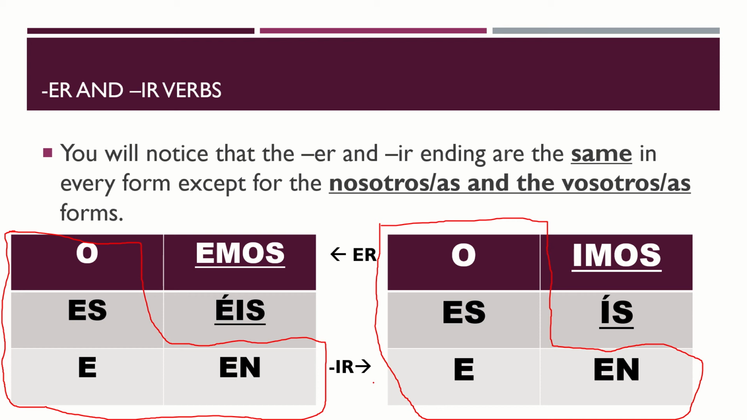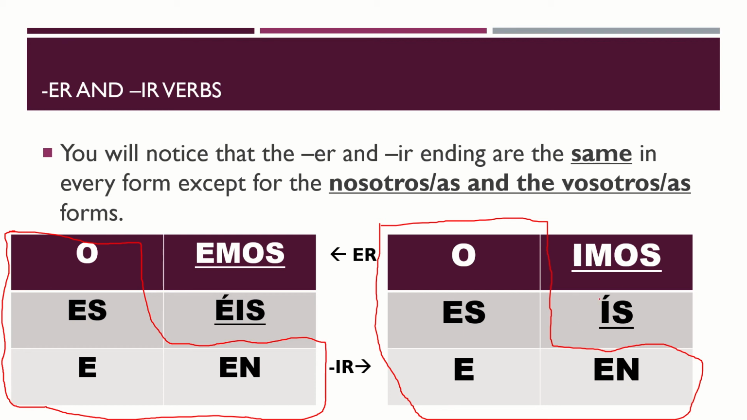For both verbs, it is the exact same inside the boot. Outside of the boot is where it's a little bit different. So for ER verbs outside of the boot, we have emos and éis. For IR verbs outside of the boot, we have imos and ís.